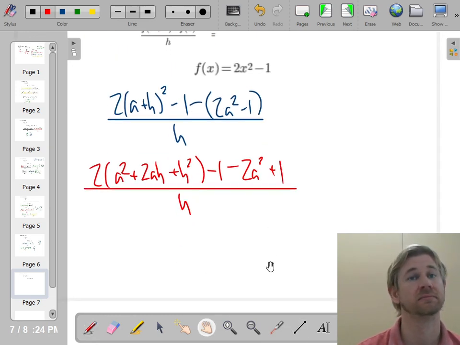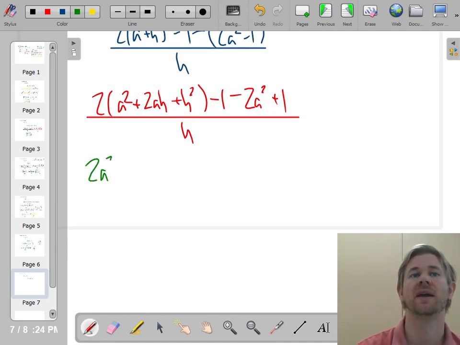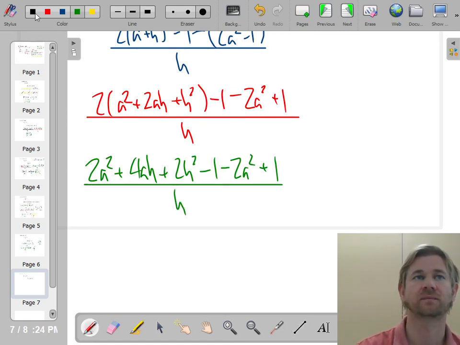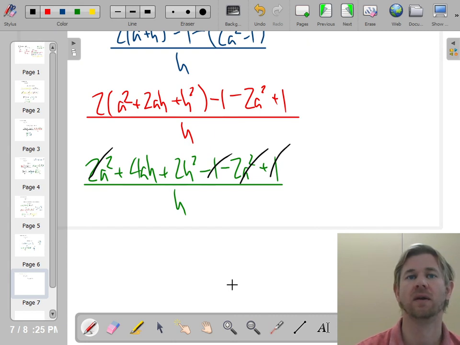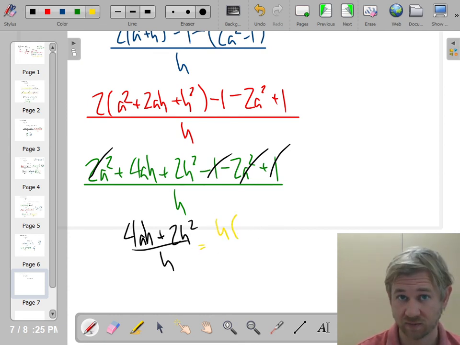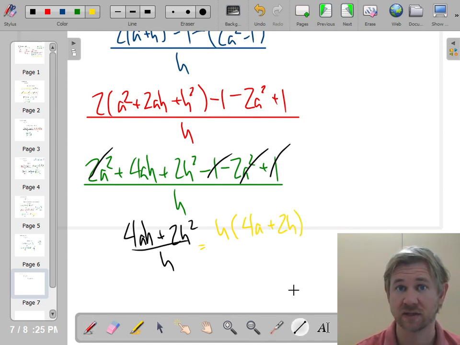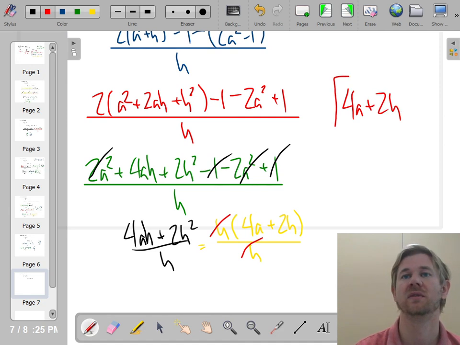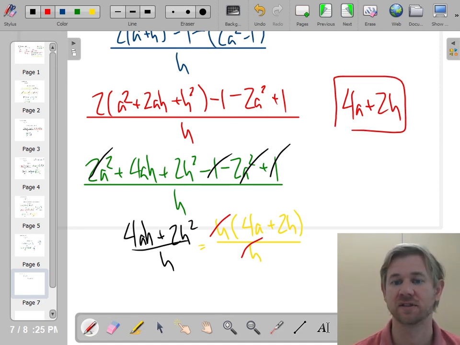This one's a little bit longer. They're going to be long sometimes. 2a squared plus 4ah plus 2h squared minus 1 minus 2a squared. All I did was distribute the 2. What goes away? 2a squared, negative 1. So 4ah plus 2h squared over h. Cancel out, or I'm sorry, factor out the h. 4a plus 2h. So if you just kick that down 1 degree, factor out an h. Now these cancel out, and your answer is 4a plus 2h. So the difference quotient for that one is 4a plus 2h.